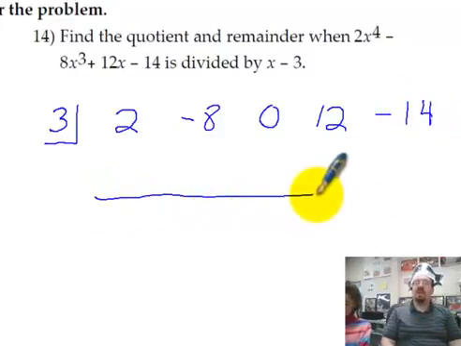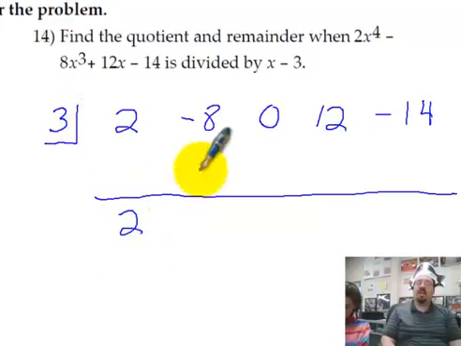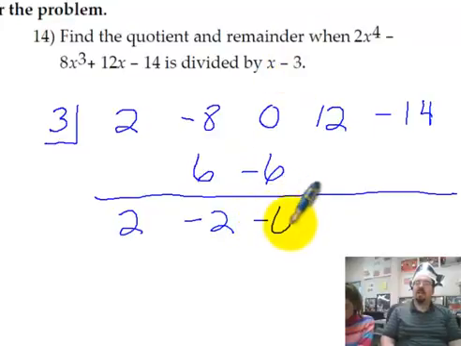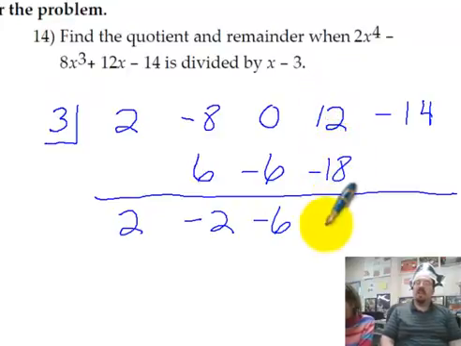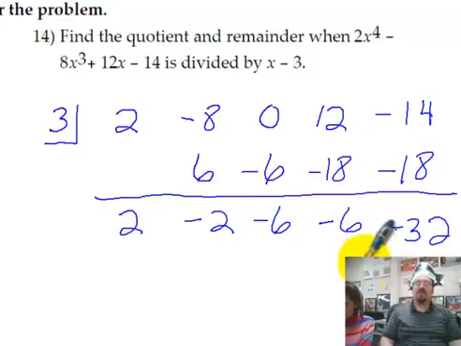And I draw a line here, and I bring down the 2, and then multiply, write the result, and add. And multiply, write the result, and add. And then multiply, write the result, and add. And then multiply, write the result, and add, and I get negative 32, which seems really big, so I don't know if that's right or not, but we'll find out.